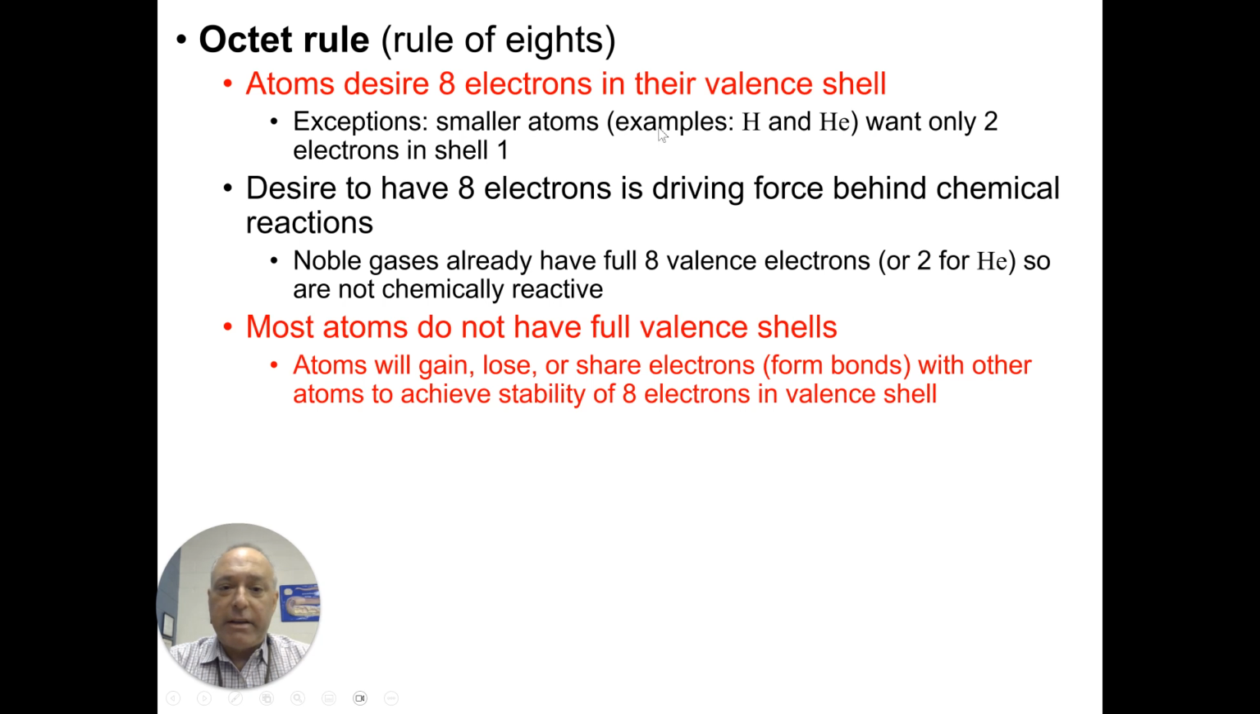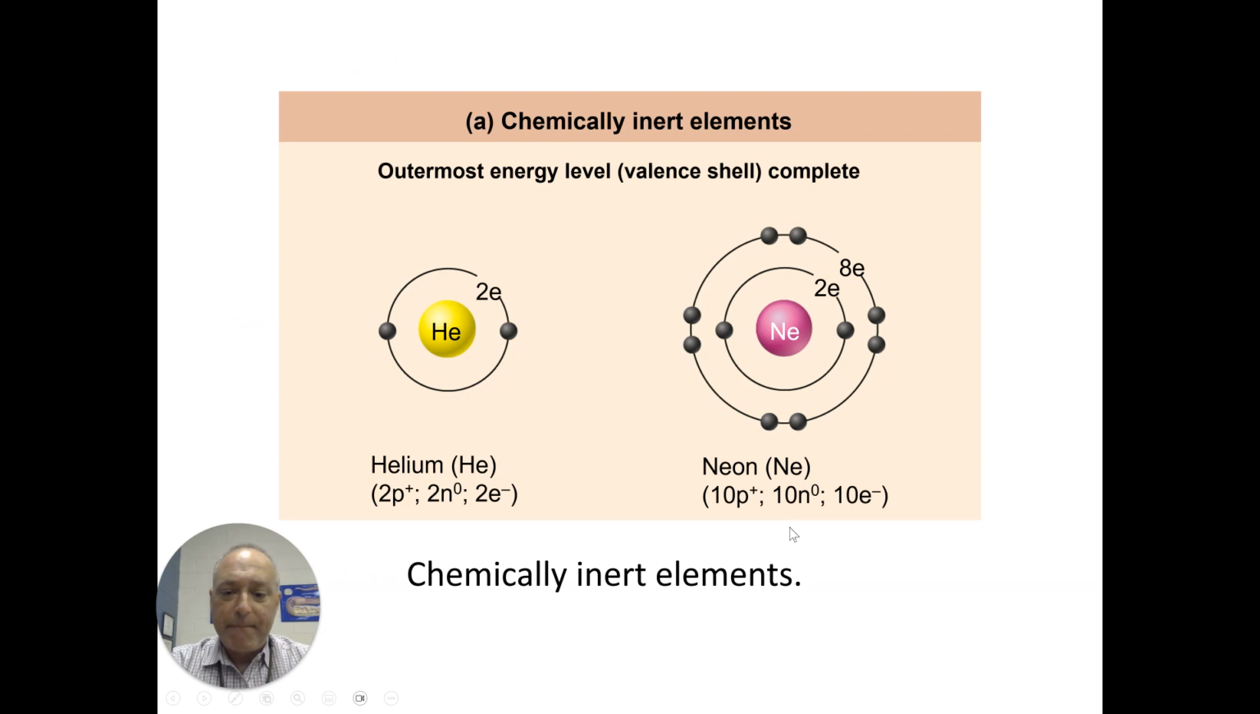Atoms desire eight electrons in their valence shell. The exception is the first shell, which is two. Now most atoms don't have a full valence shell, so they'll gain, lose, share electrons to become more stable. Some elements are chemically inert in that their outer shell is full.